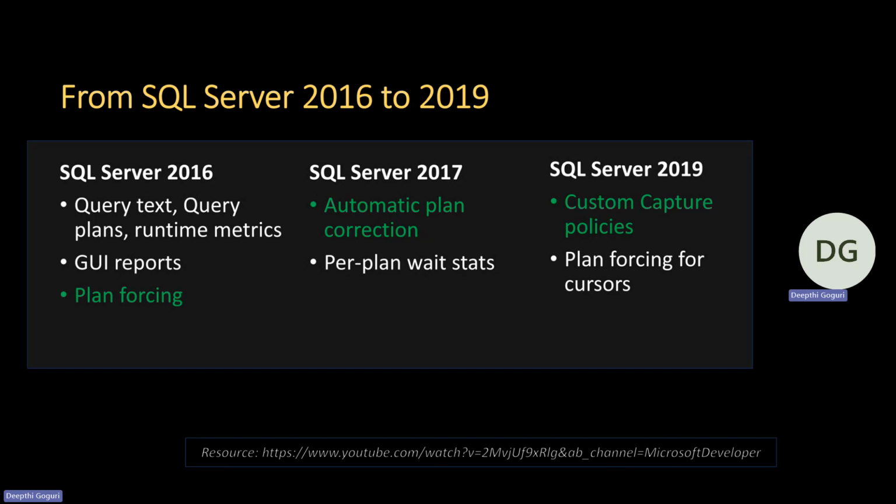But with the custom capture policies, you can decide how your queries are going to be captured, like how many times your query has to be run and what threshold the CPU has to hit so that it will get captured inside the query store. And also they included plan forcing for cursors as well in SQL Server 2019. So this is how the query store has evolved from SQL Server 2016 to 2019.